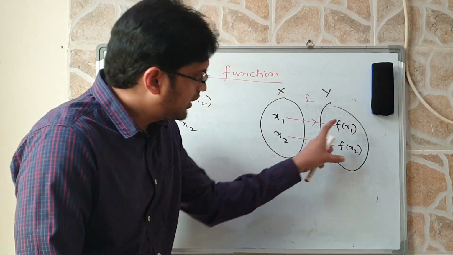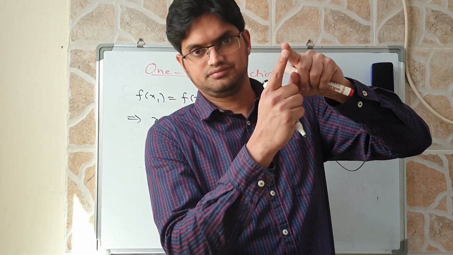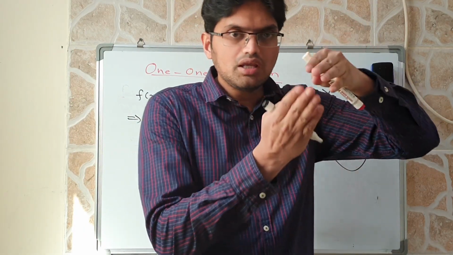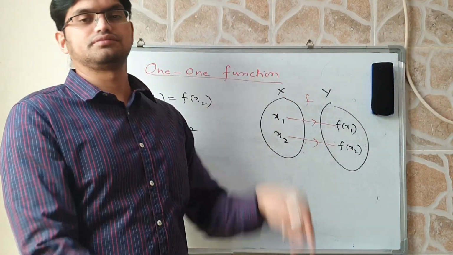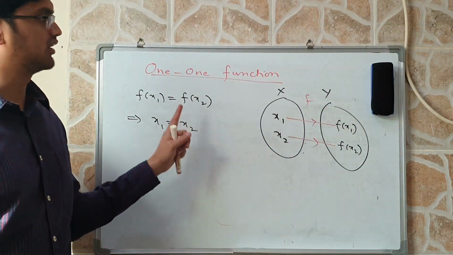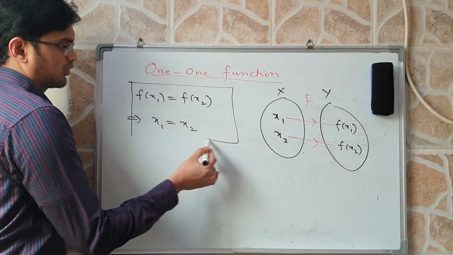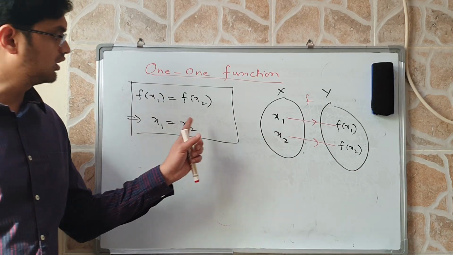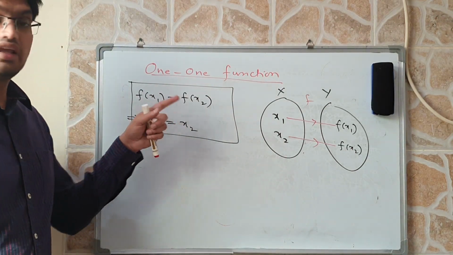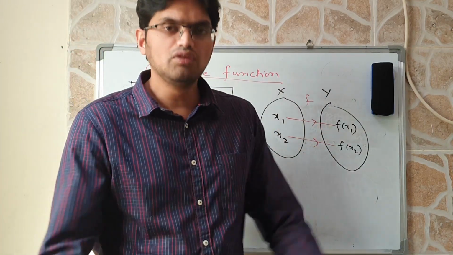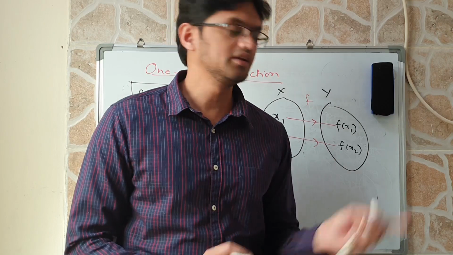See, when I am equating the images and making two images as one, the elements should also become one. Then only it is one-one. So this is very important to prove the problems. To solve the problems, we will use this maxim: we will equate the images and look at whether we are getting the elements the same or not. That is what we are saying.